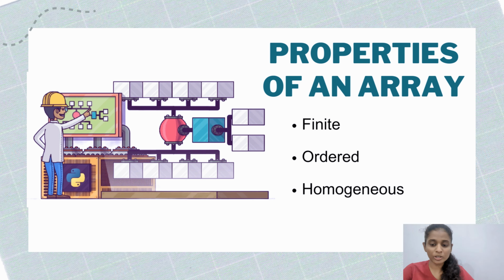Arrays have several important properties that you should be aware of. First, arrays are finite, meaning they contain a limited number of elements. Second, arrays are ordered, with elements stored in continuous memory locations. Finally, arrays are homogeneous. It means all elements in an array are of the same data type. These properties make arrays a powerful tool for handling collections of data.